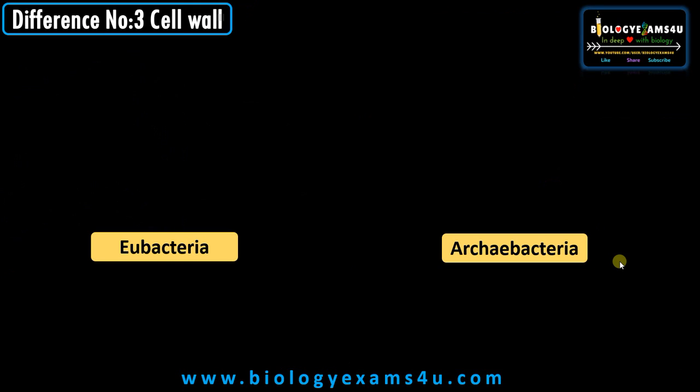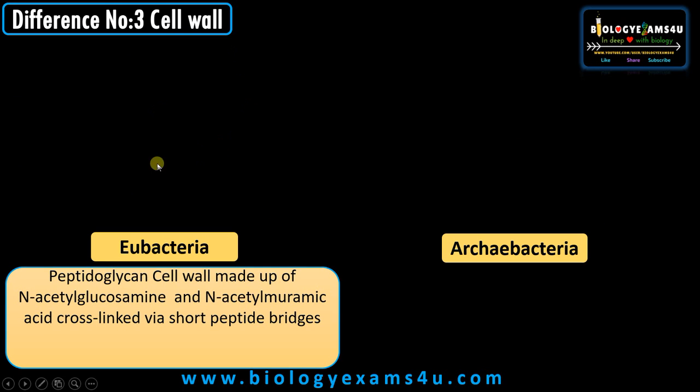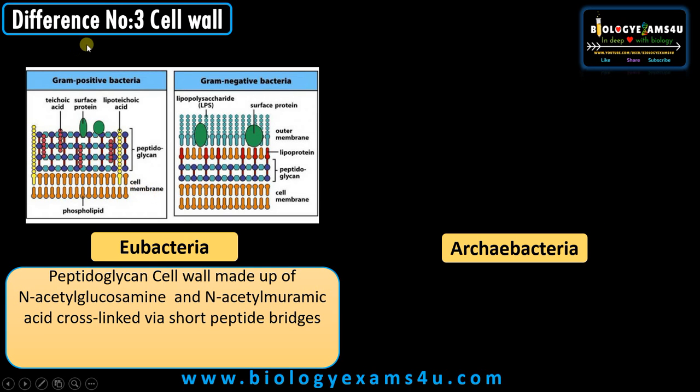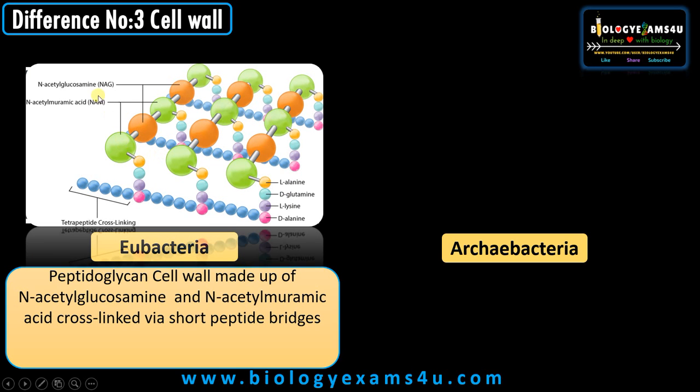Difference number 3 is regarding the cell wall. The cell wall of Eubacteria is made up of peptidoglycan. As you see, it is divided into gram-positive and gram-negative bacteria. In the case of gram-negative bacteria, there is an outer membrane made up of lipopolysaccharide. This peptidoglycan is made up of N-acetyl glucosamine and N-acetyl muramic acid, joined by short peptide bridges or short chains of amino acids. As you see, these are D amino acids: D-glutamine, lysine, alanine, etc.